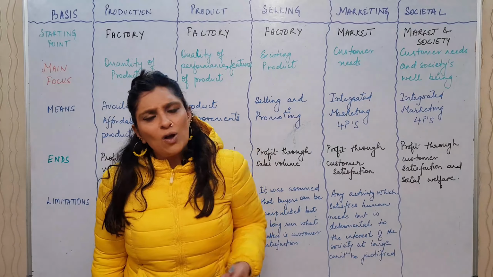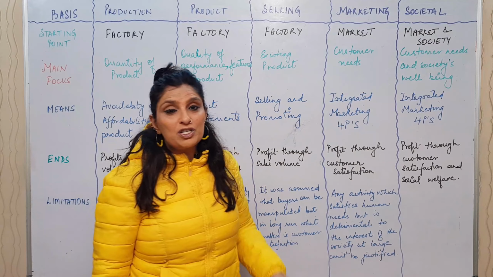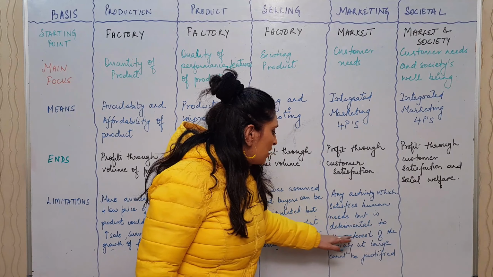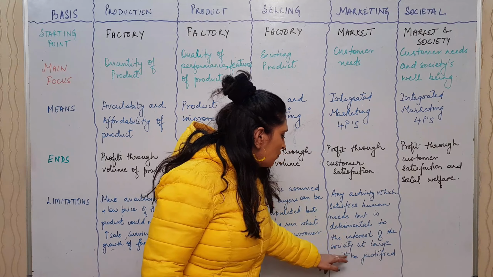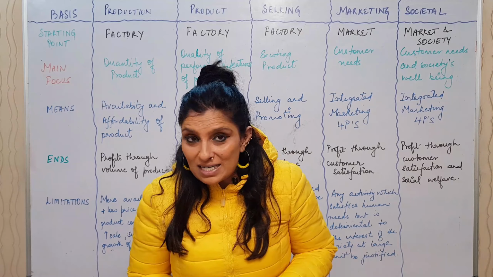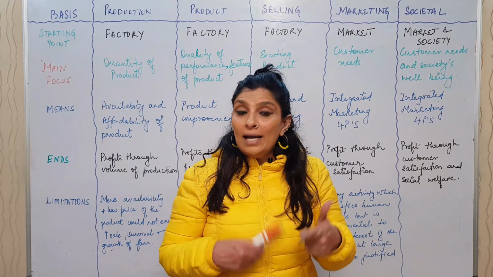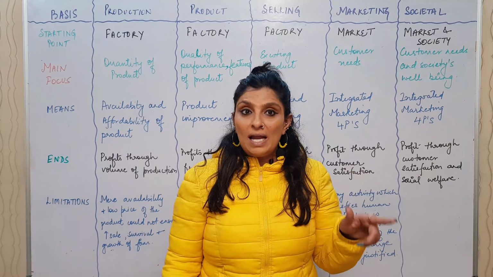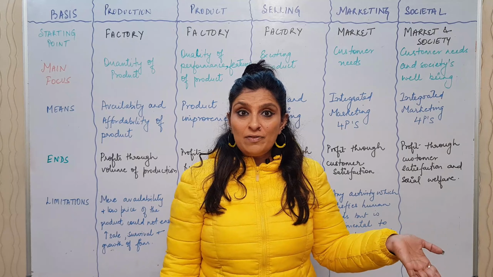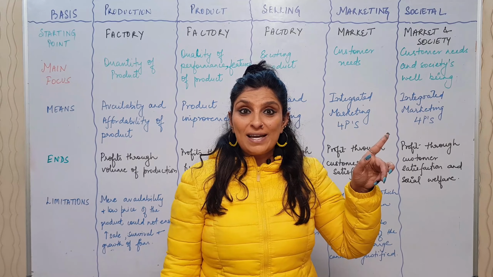But marketing also came with a limitation. So everything which has goodness has limitation. Limitation was that any activity which satisfies human needs but is detrimental to the interest of the society at large cannot be justified. So customer need and satisfaction cannot be justified if you are ignoring the societal needs. And how societal needs are ignored? Like for example, there was no ban on polythene bags. People were manufacturing and selling things in polythene. So that became detrimental to society.